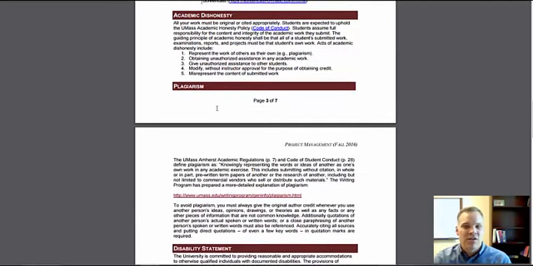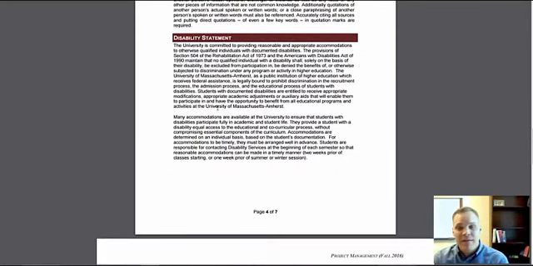As far as academic dishonesty, there's a simple rule. If it's not your thought or if it's not your writing, you need to quote it and cite it accordingly. If you need some more guidance on that, please see the Code of Conduct. If you have a disability, please let me know and I'll accommodate in any way that you see fit.